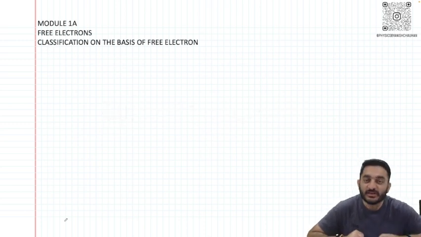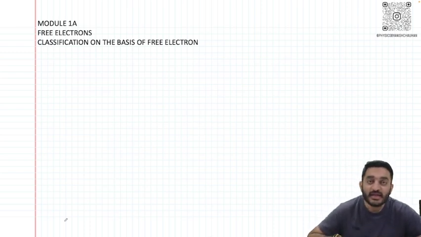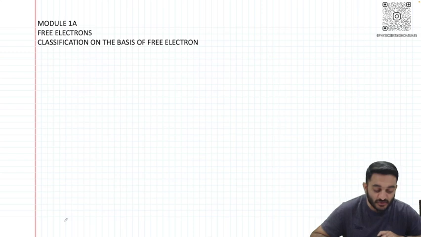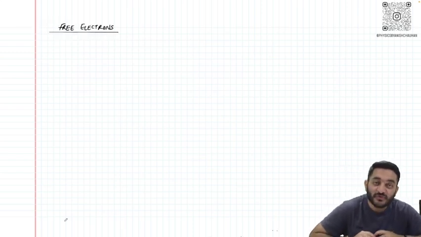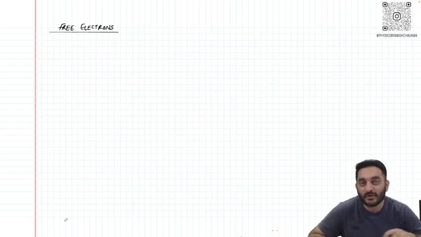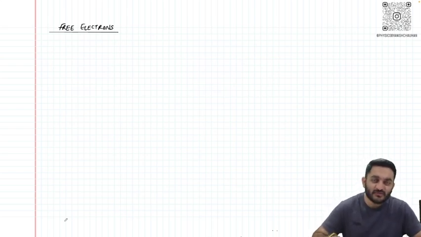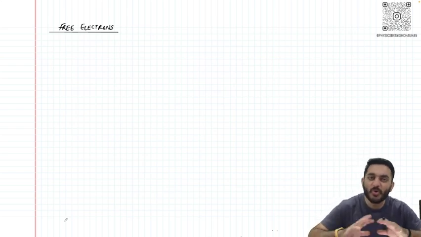Now the very first thing which we need to understand in our first module, which is module 1a, we will try to understand the definition of free electrons, and we will also see the classification on the basis of free electron. Now look here, what do you mean by free electron? Basically, when you see the word free, it means free from all the duties.